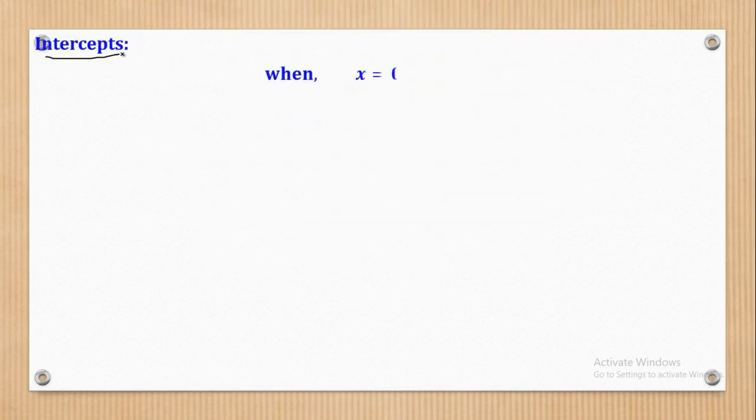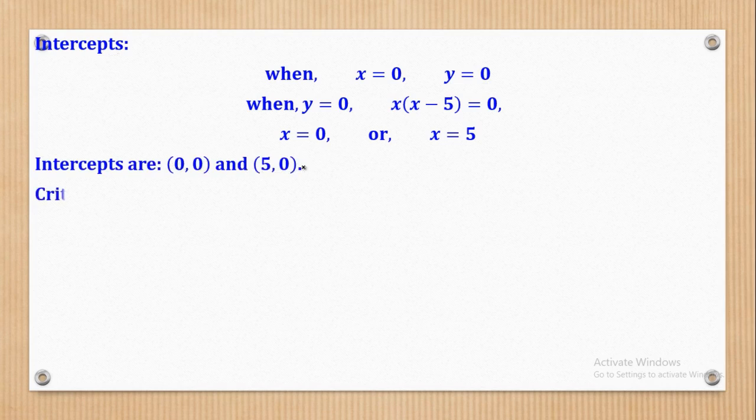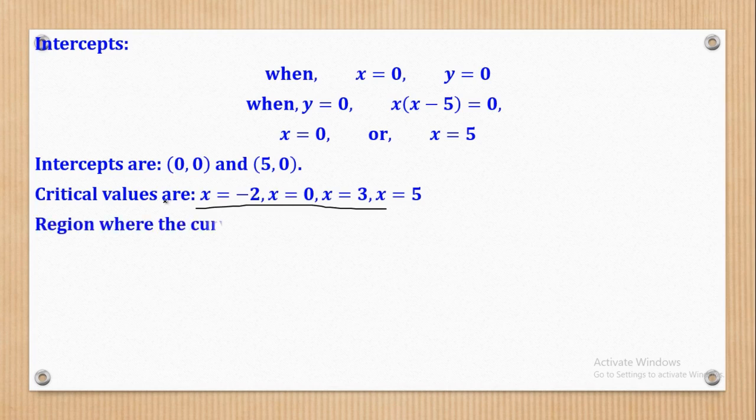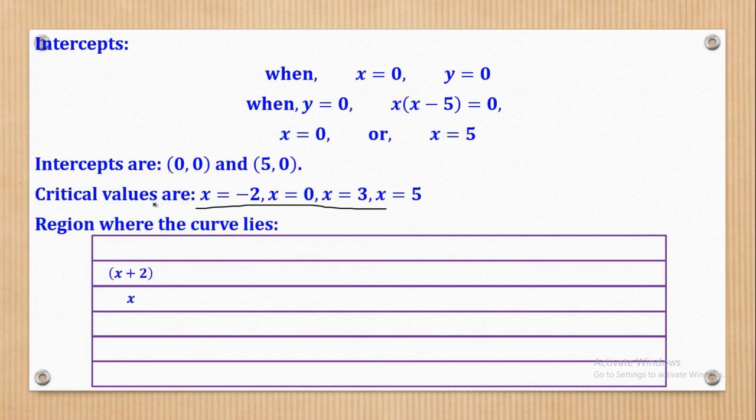Now, the intercepts: when x is 0, y is 0. When y is 0, x is that, therefore x is either 0 or 5. That means that the intercepts are (0, 0) and (5, 0). Now we shall go to the critical values, arrange them in ascending order, and then tabulate to get the region where the curve lies. So the terms are those ones.